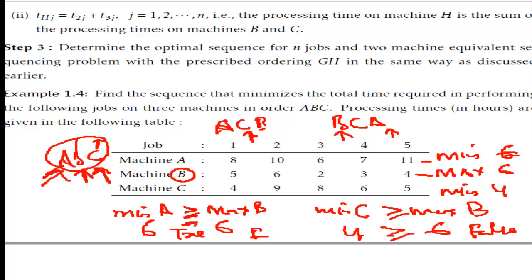I cannot convert the 3 machines into 2 machines. Either this one should be true or this one should be true. Either the minimum of machine A should be greater than or equal to the maximum of machine B, or the minimum of machine C should be greater than or equal to the maximum of machine B. If either condition is true, then I can convert this 3 machine algorithm into a 2 machine algorithm. This is an or, not an and condition. If even one of the two is true, then I can do this, okay.